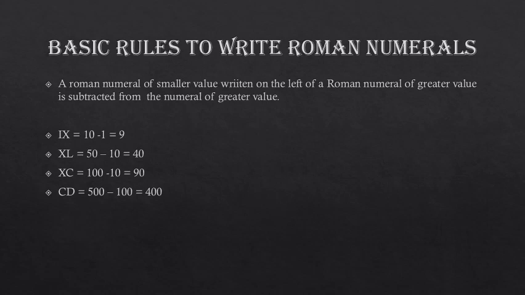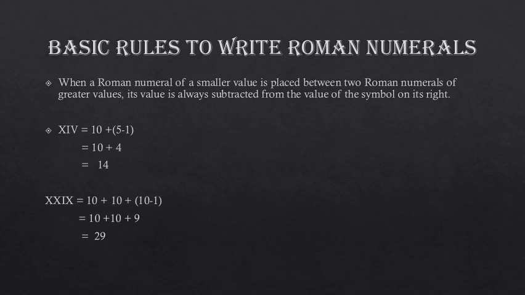Okay, children, now comes the next rule. When a Roman numeral of a smaller value is placed between two Roman numerals of greater values, its value is always subtracted from the value of the symbol on its right. Whatever I have read, I'm going to explain to you step by step.